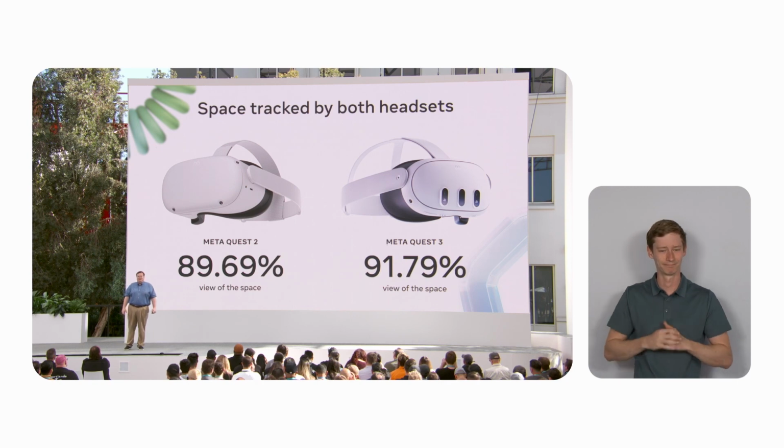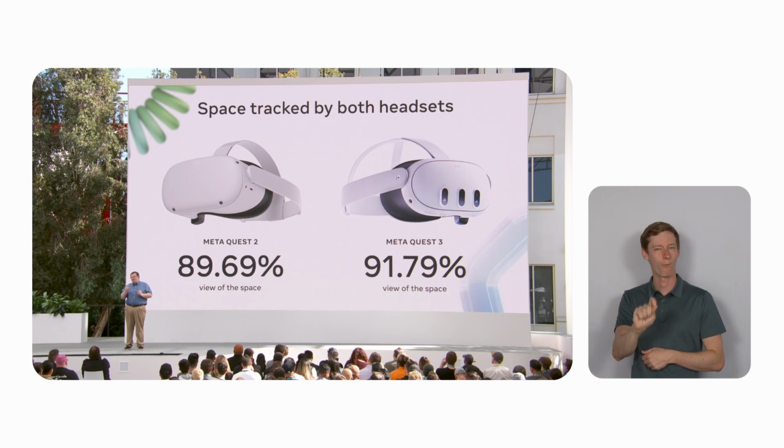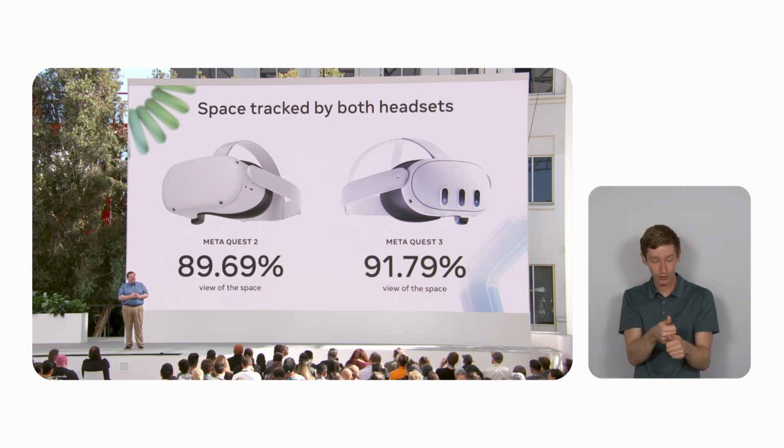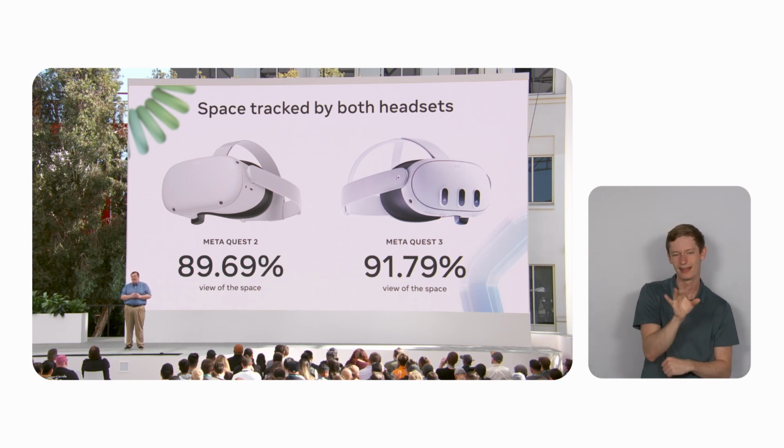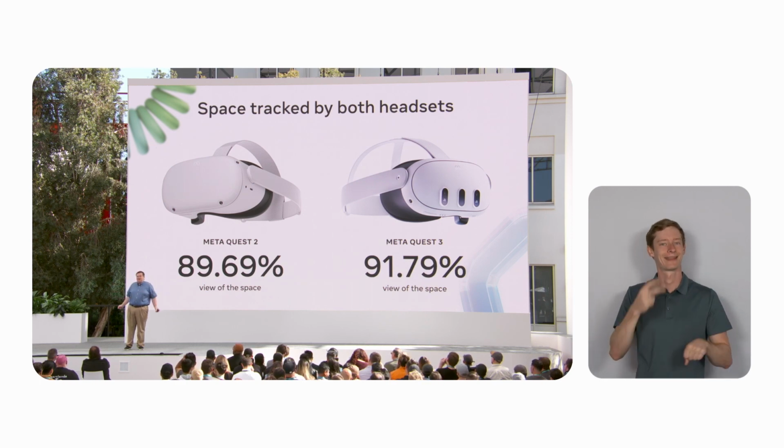What do I mean by different? Well, larger for one thing. When comparing all the space tracked by both headsets, Quest 3 can view 91.79% of the space, while Quest 2 can only view 89.69% of the space. In other words, Quest 3 can see controllers in more of the space around you.